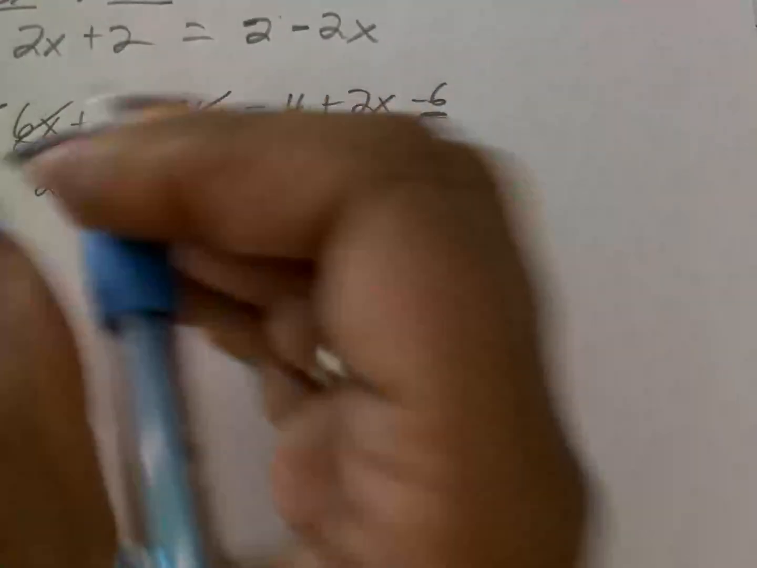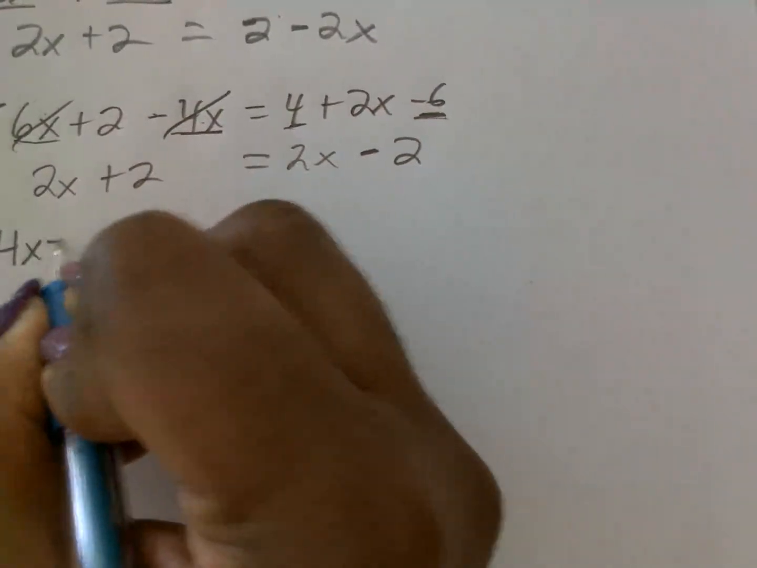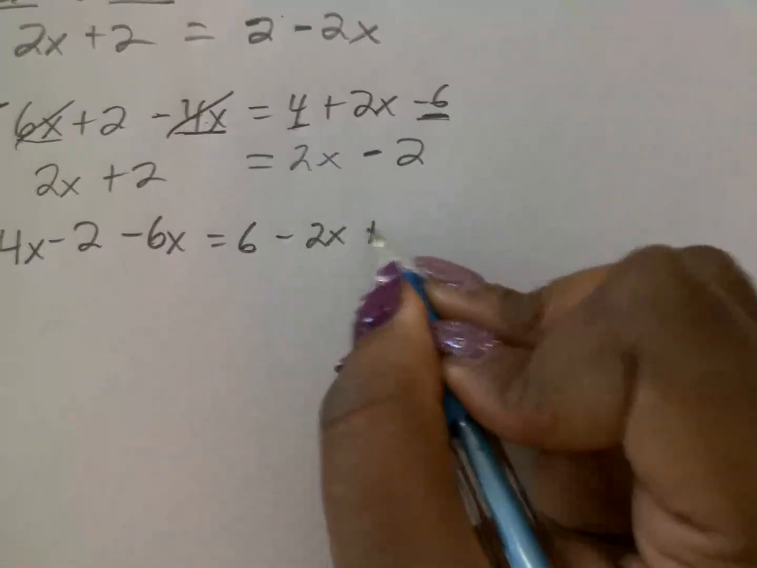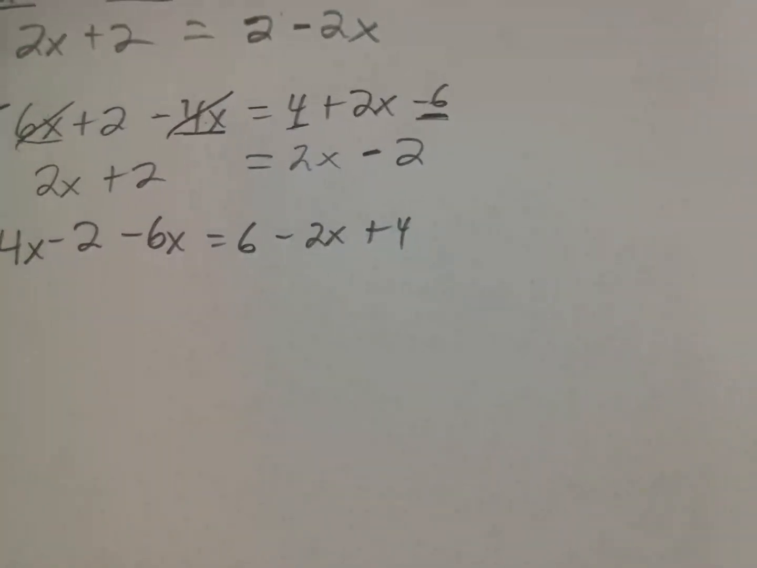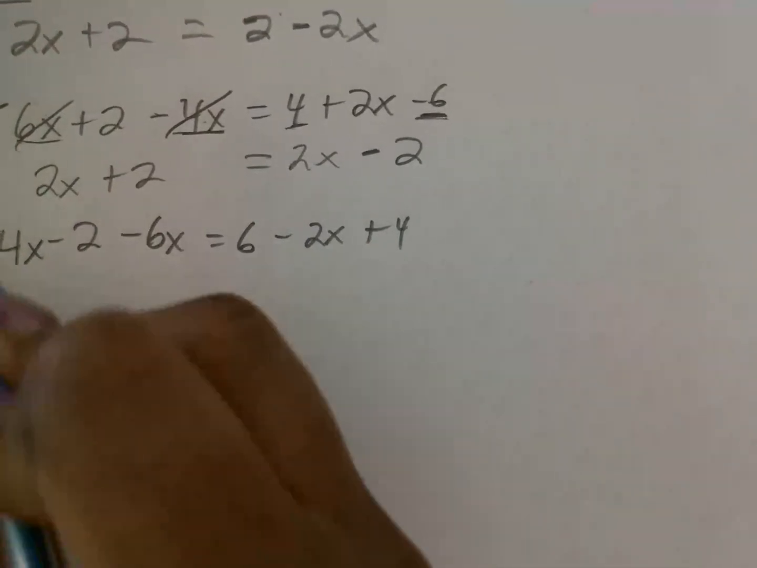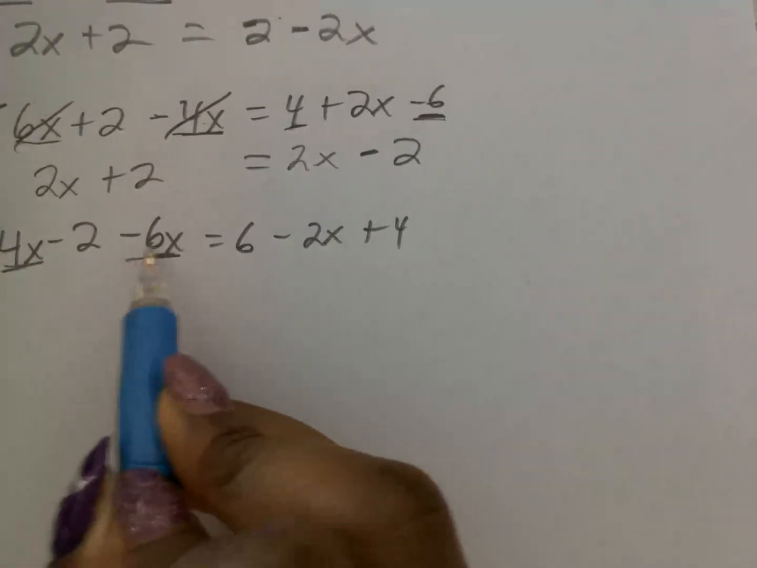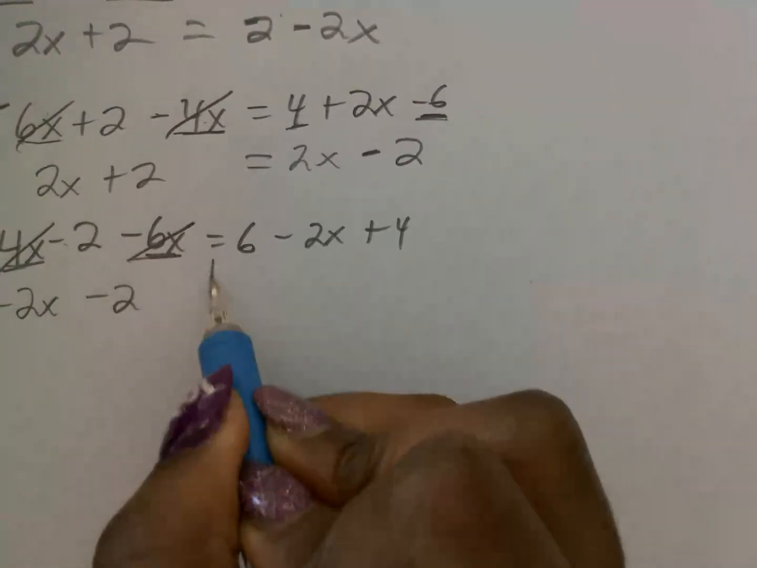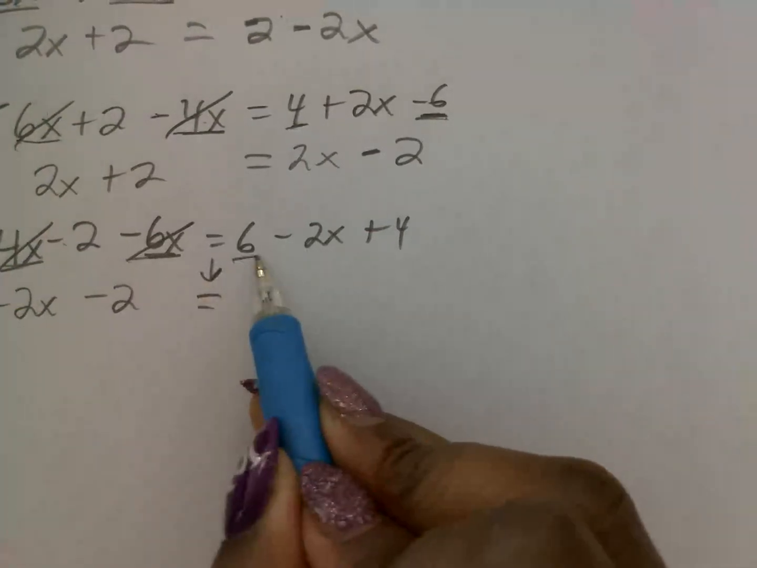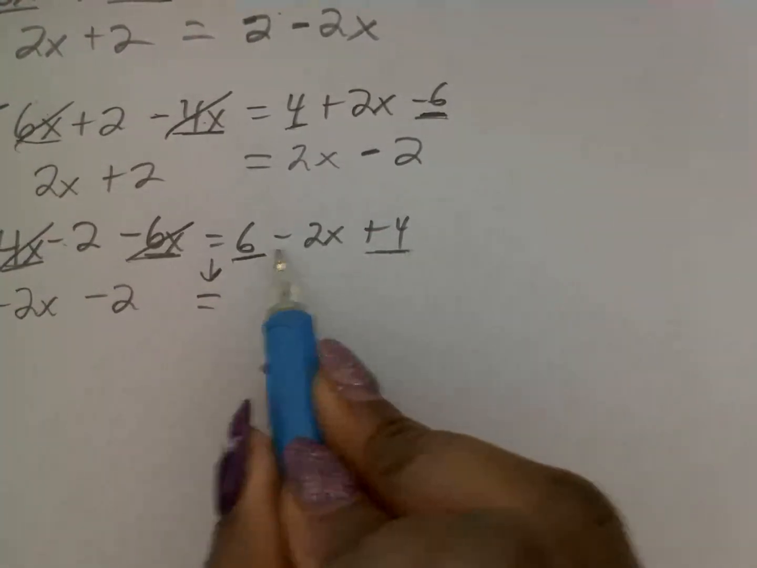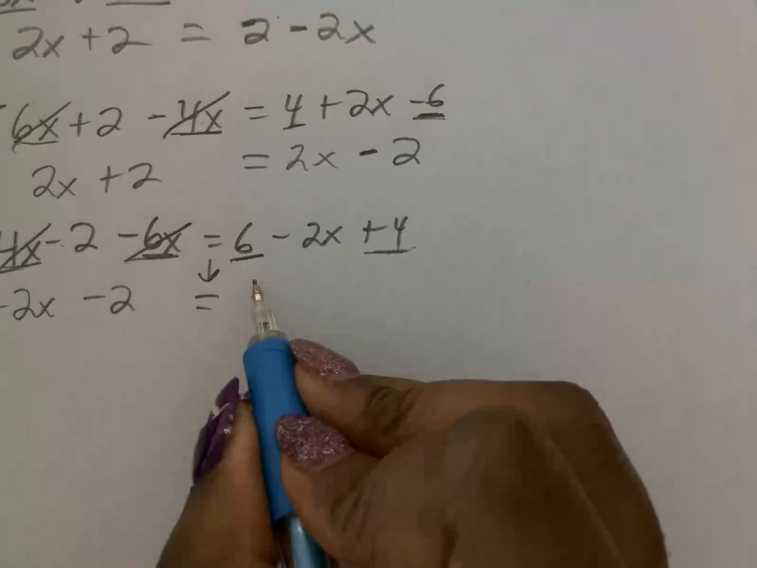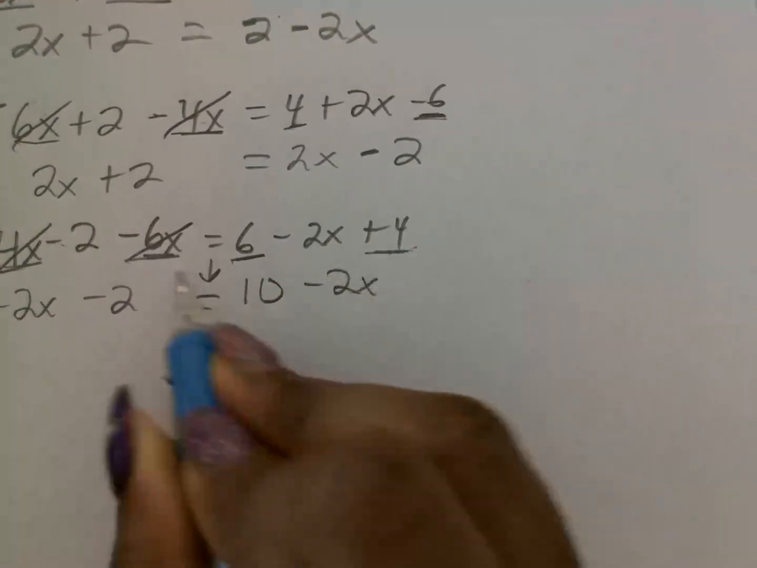Okay? All right, so now C. We have 4x minus 2 minus 6x is equal to 6 minus 2x plus 4. Okay, so here on this side, these two are like terms. This gives me a negative 2x. This gives me, bring down a negative 2. Combine like terms, okay? Combine these two. They're like terms. They don't have a variable attached to it. Okay, so you can combine those. This gives you 10. You see, this is not alike either.